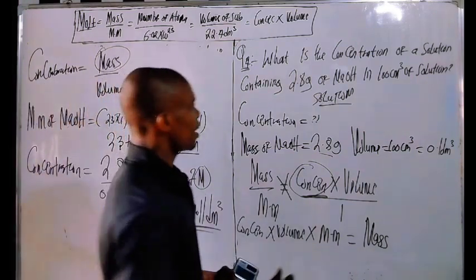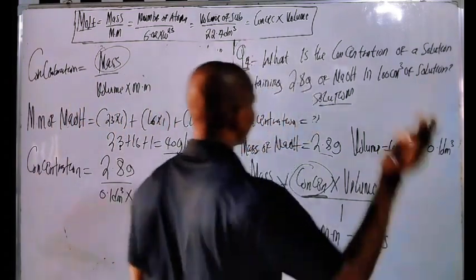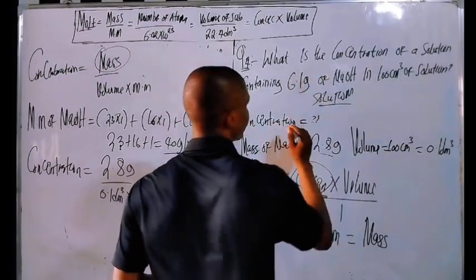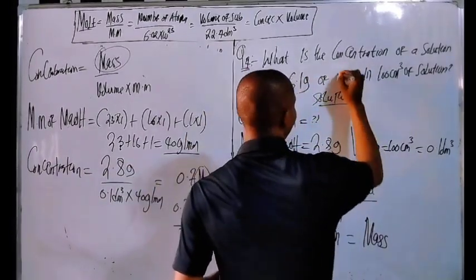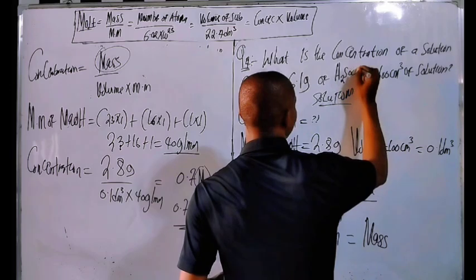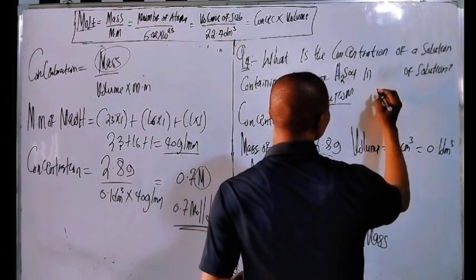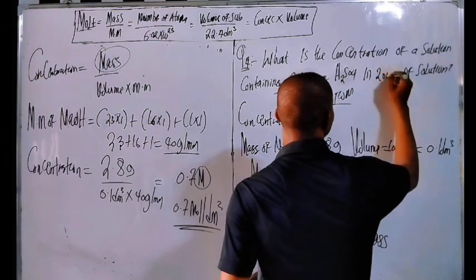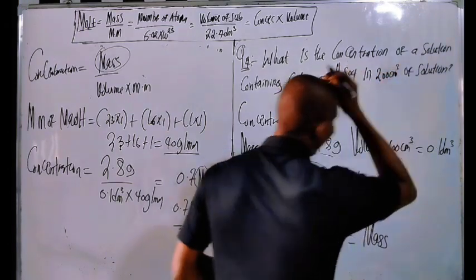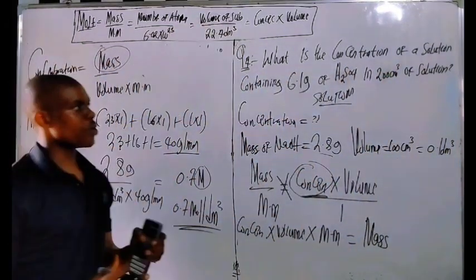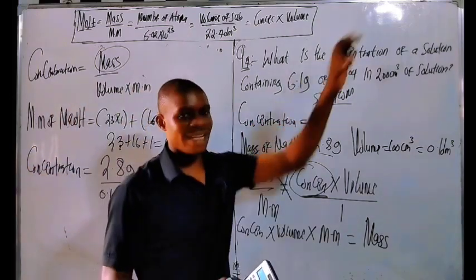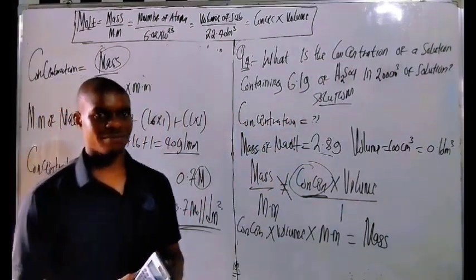So now let me give you one to try. Let us change the values. Now let us say we have 6.1 grams of H2XO4, and now let us say we have 200 cm³. So go ahead and do this one for me. Solve it and leave it in the comment section.